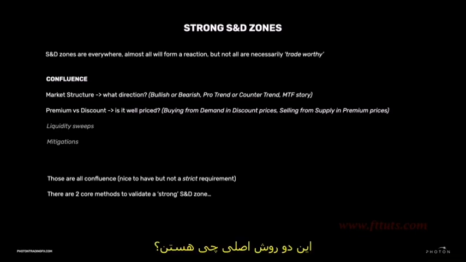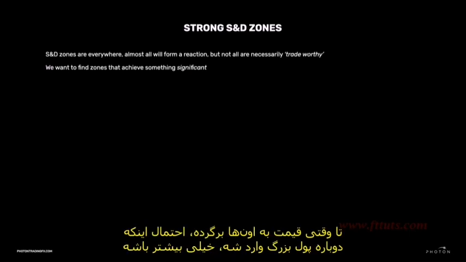So what are these two core methods? Well, again, because we want to find the zones where there was a drastic imbalance between supply and demand, so that when price returns to it, the probability of that big money stepping in again is a lot higher, right? Because those are the areas that we really want to concentrate on, that we want to focus on, and that we want to trade from.